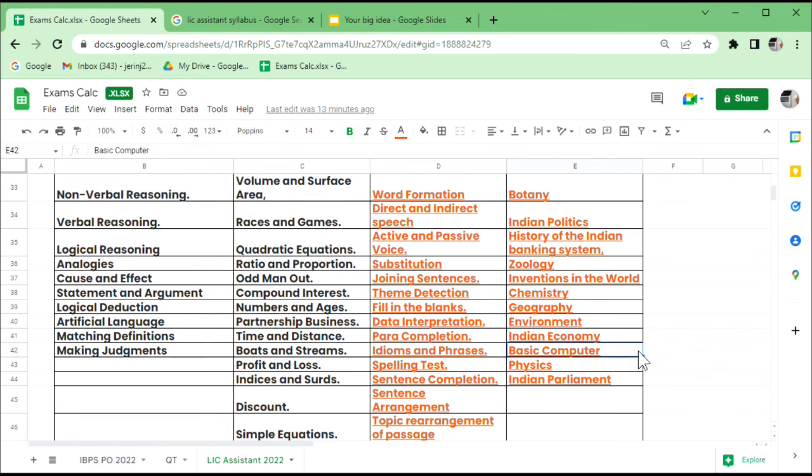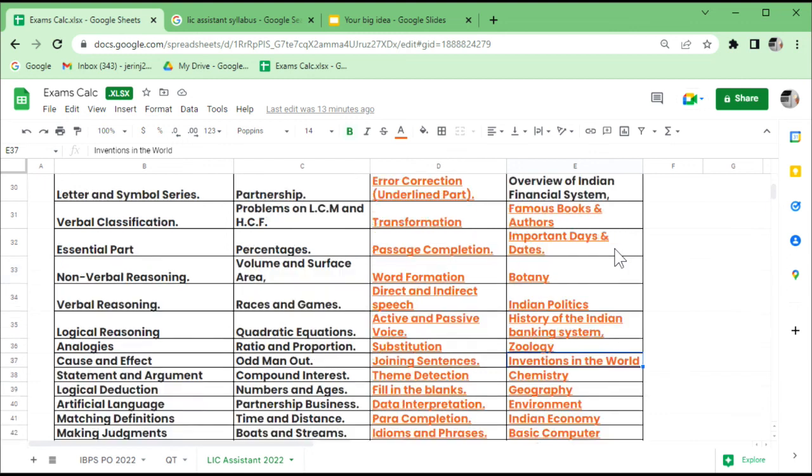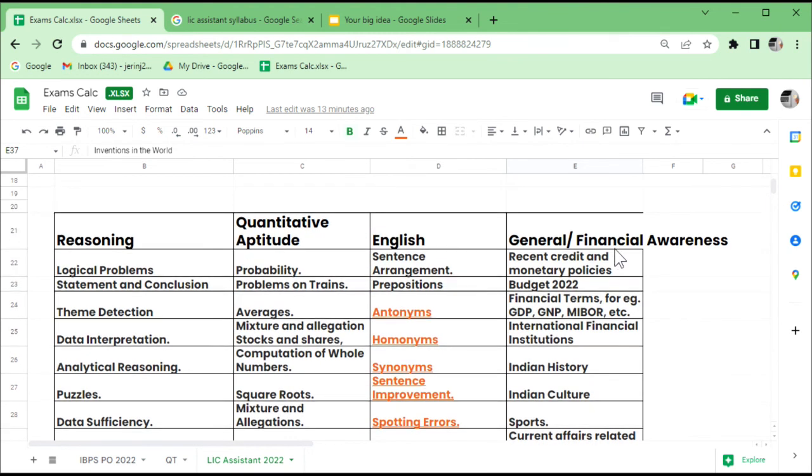Basic computer is the easiest topic to learn, so go for that. And for the rest, some inventions in the world will be easy for you. Okay, history may be easy for someone. The Indian banking system, you have to learn somehow because it's related to banks, definitely it will be asked, and it is very important. So I hope you got some ideas on the same. Thank you for watching my video.